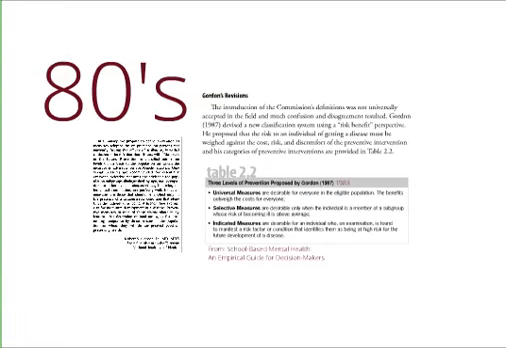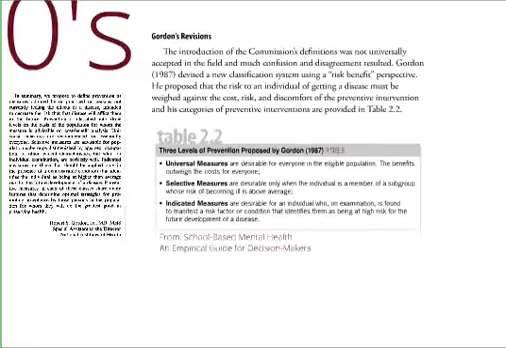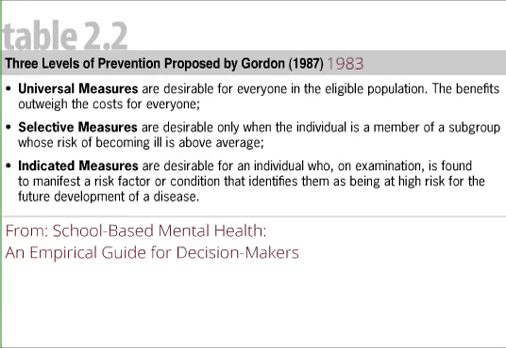From the 50s through the 80s and continuing, there was some growth and change in this model, and one example is Gordon's 3 levels of prevention that were proposed. And really one of the things that was included in this model was the notion of a cost-benefit analysis, that universal measures are desirable for everybody and good for the whole population, and that the benefits outweigh the costs for everyone. So maybe consider vaccinations as an example. Desirable for everyone, and the benefits outweigh some of the costs.